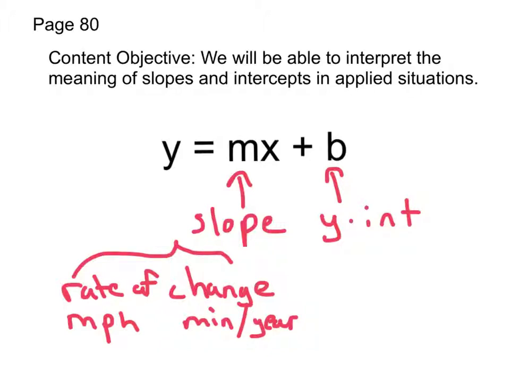And our y-intercept is usually our starting point. I mean, it's where the graph is going to start out. So we're starting out with already a certain amount of money paid, or we're starting out with a certain number of miles already driven. What's our y-intercept going to represent?